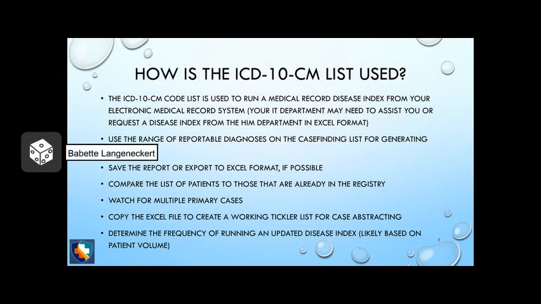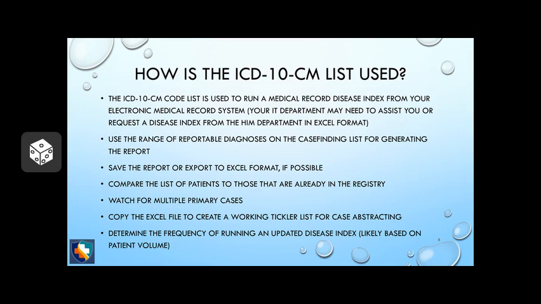How is the ICD-10 CM list used? The ICD-10 CM code list is used to run a medical record disease index from your electronic medical record system, and your IT department may need to assist you, or you can request a disease index from the HIM department in Excel format. Use the range of reportable diagnoses on the case finding list for generating the report.